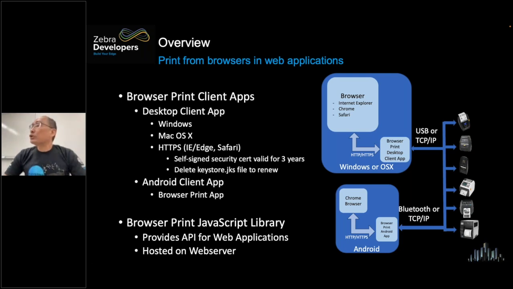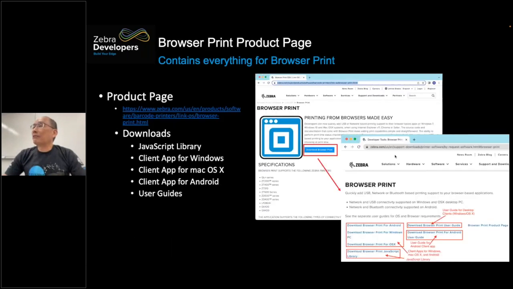Here I'm going to show you the product page of BrowserPrint. Here is a link. You follow the link, go to our product page of BrowserPrint. There is a list of the downloadables. First of all is the JavaScript and the client app for Windows and the client app for Mac OS X. And then the client app on Android. So you need to install this app on the Android as well. Of course, associated with them are the user guides.